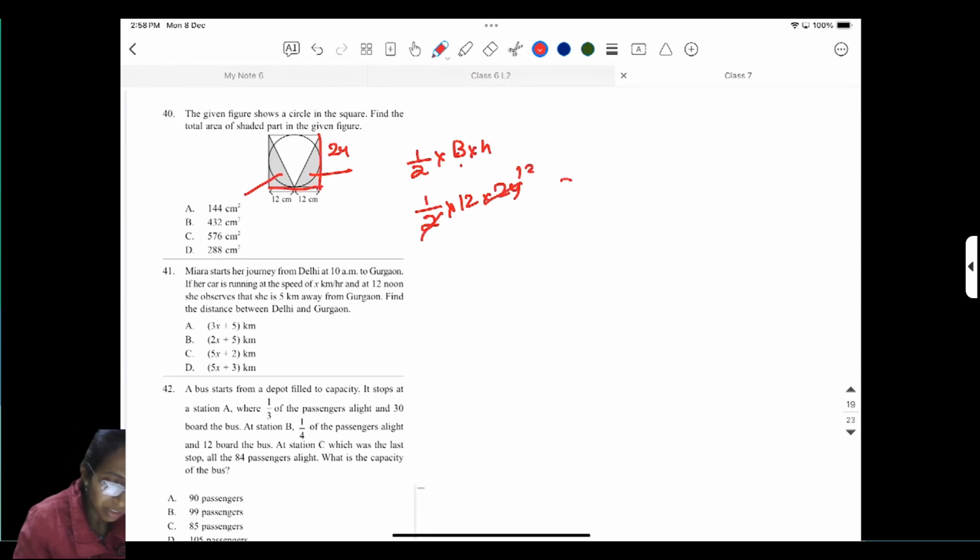So 12 into 12, the total area is 144. That is the area of one triangle. The other one is again 144. So the total area is 288.